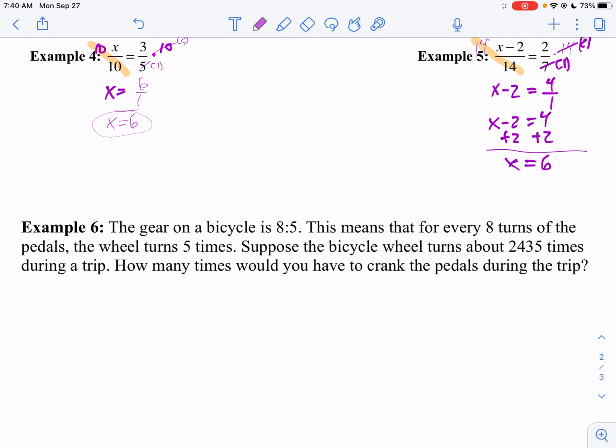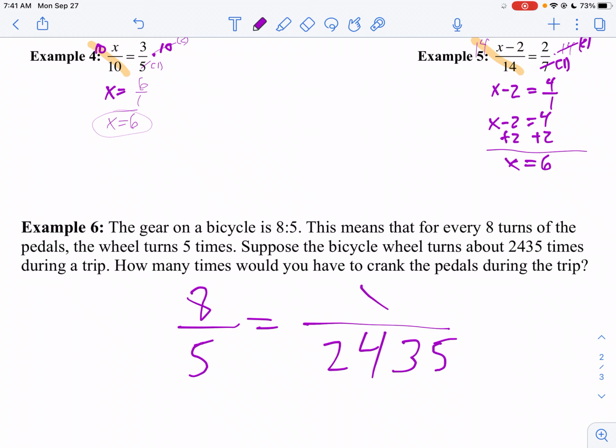So here's what we're going to do. I'm going to write my ratio. 8 is to 5. Now I know 8 is the number of times I pedal, and 5 is the number of times the wheel turns. So when I write the second part of my proportion, I want the 2,435 times to be the wheel, so I'm going to put that in the denominator, 2,435. Now, I don't know what my numerator is. I don't know how many times I'm going to crank it. I'm going to call that x.